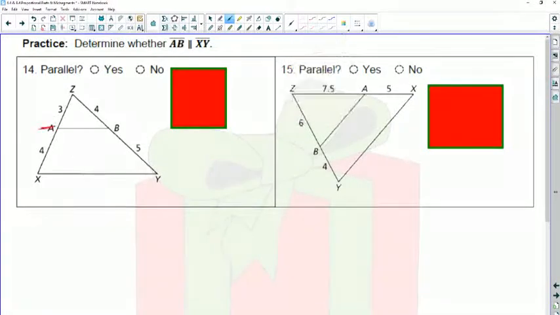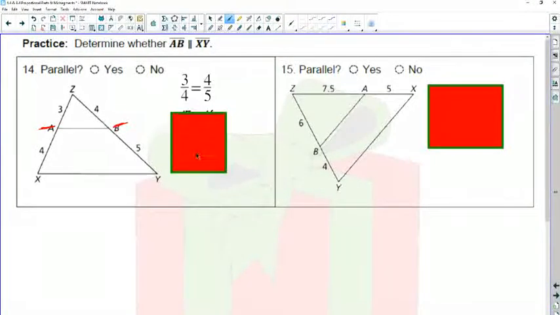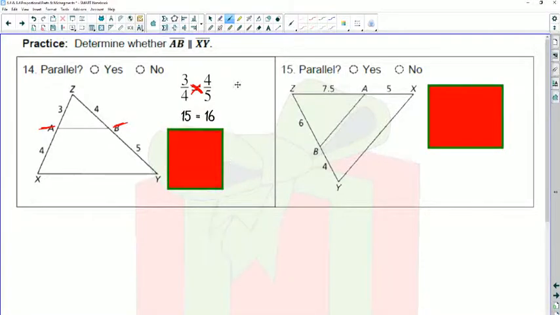3 over 4 is going to go with 4 over 5, correct? Isn't that how it would be set up? So then you set up your proportion. 3 over 4 equals 4 over 5. Now cross multiply. What is 3 times 5? And 4 times 4? Are they equal? So then if they're not equal, then they're not parallel, because if they're not equal, then they're not proportional.